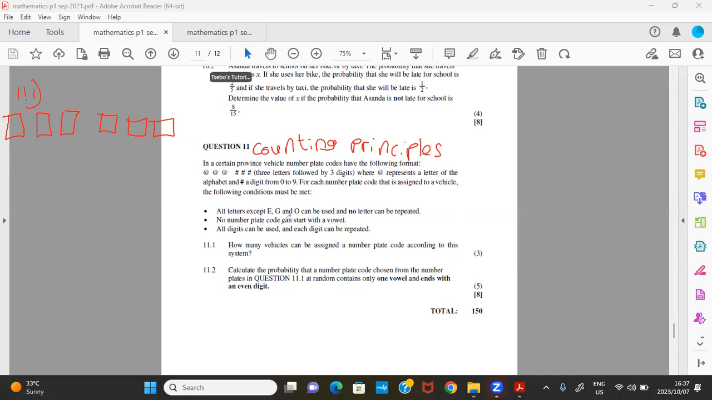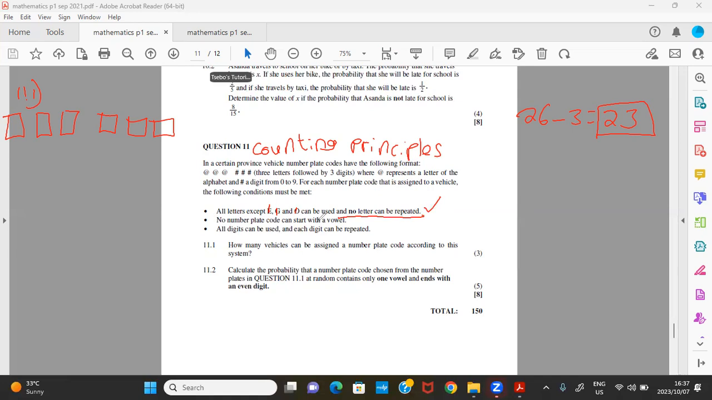So they say all letters can be used. Né? So we know according to the alphabet, we have 26 letters, right? And then they say all letters except E, G, and O can be used and no letter can be repeated. So except these 3 letters, né? So meaning we can use all of them except these 3. Meaning now out of all of the letters of the alphabet, we can only use 23 letters, right? And then they say no letter can be repeated.